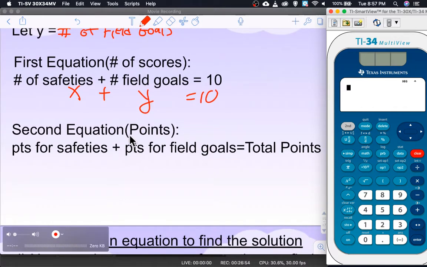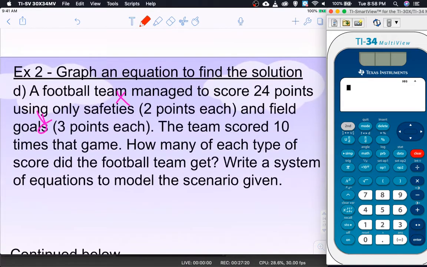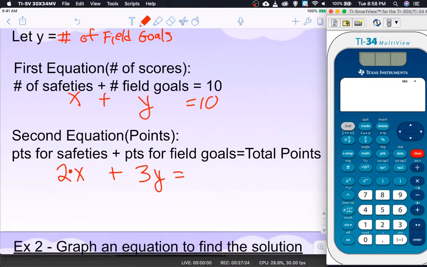Our second equation is all about the points. How many points did they get for all their safeties? Well, they got 2 points for each safety. That's 2 times the number of safeties. Plus 3 points for each field goal. It's 3 times each field goal they got. Equals the total points. How many total points did they get? I don't know. They scored a total of 24 points.